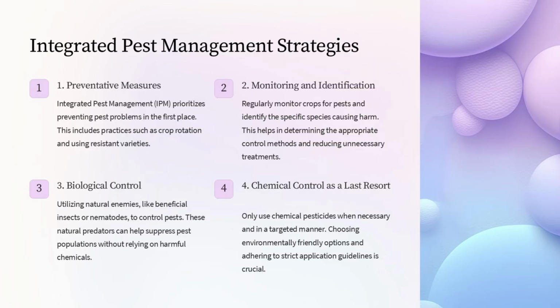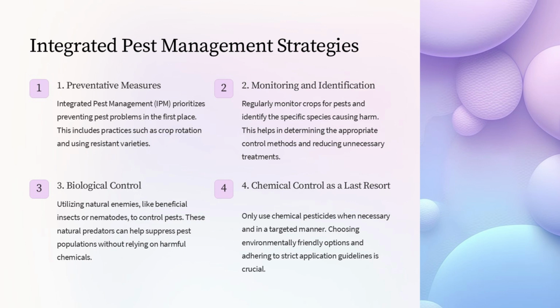Integrated pest management, or IPM, is a holistic approach to pest control that prioritizes prevention and minimizes the use of harmful chemicals. The key IPM strategies include preventative measures like crop rotation and using pest-resistant plant varieties to stop problems before they start. Regularly monitoring crops to identify specific pest species and determine the appropriate control methods.